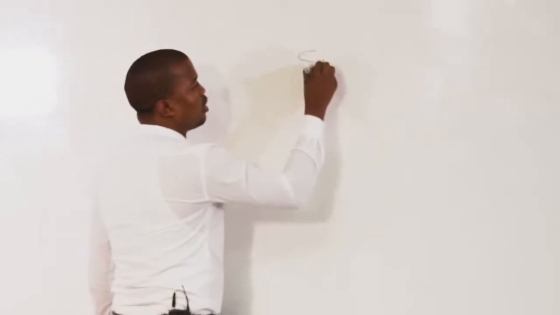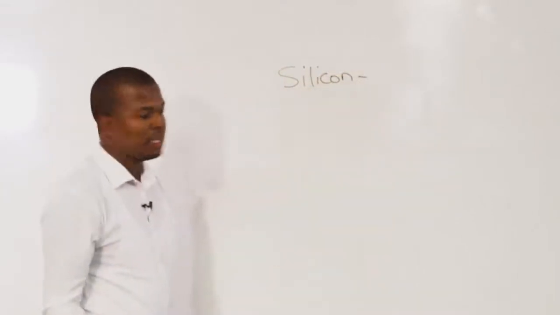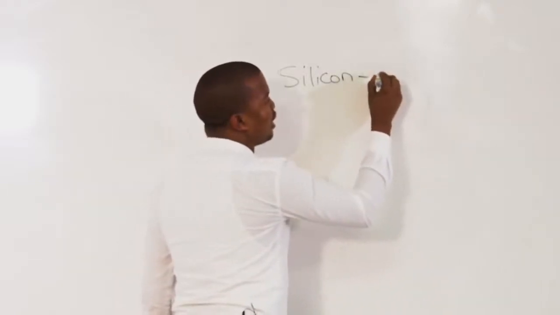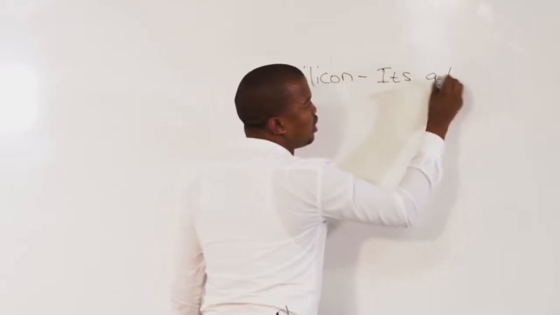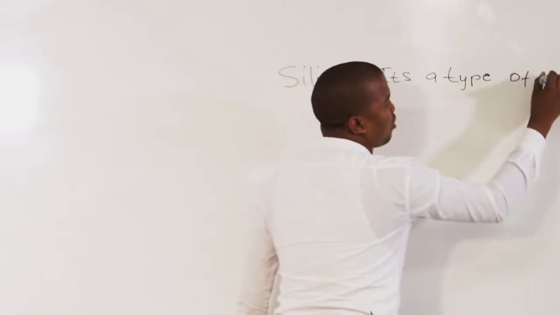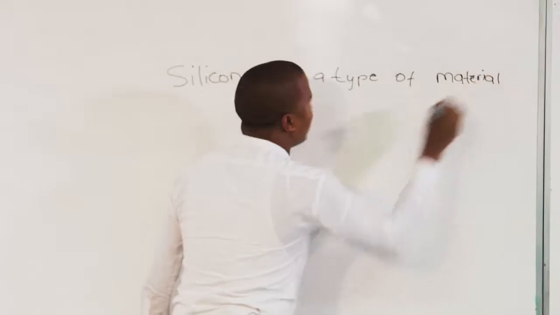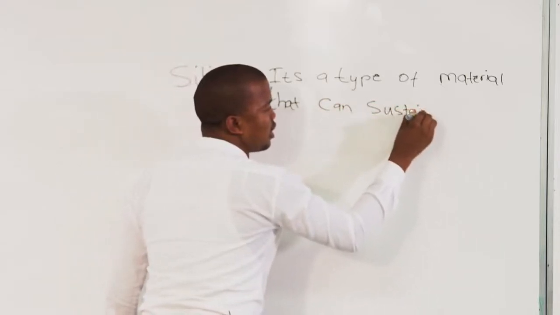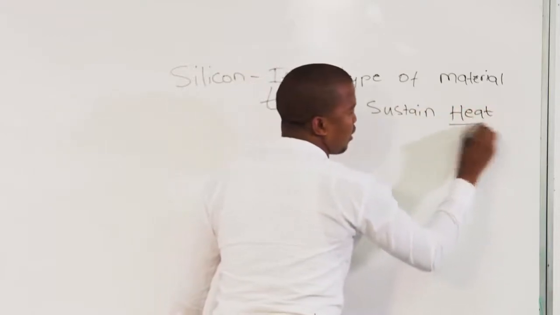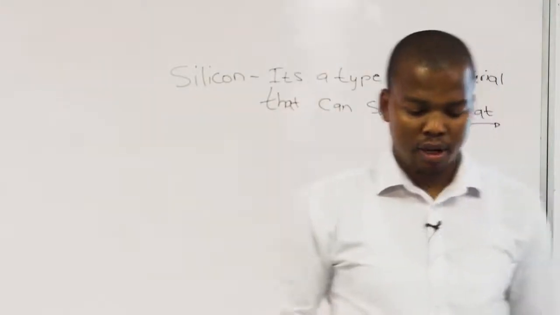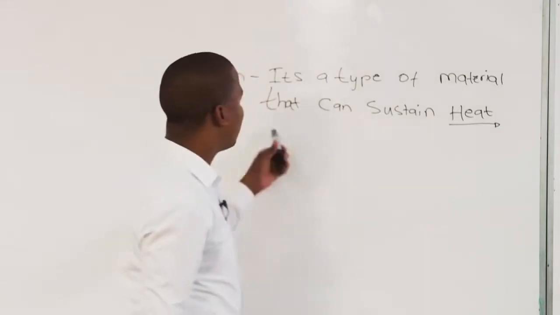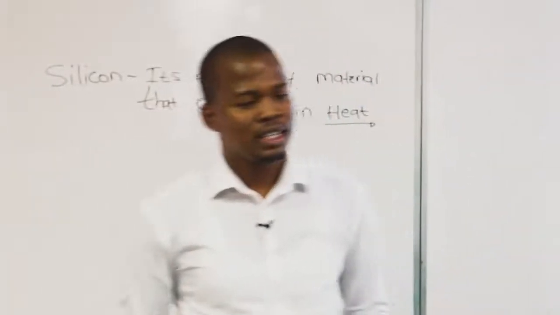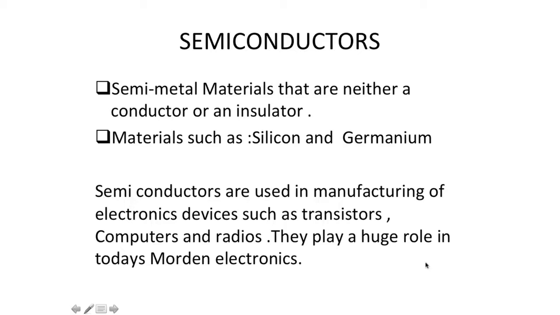The material silicon that is used, the reason why they use silicon is simply because it's a type of material that can sustain heat. Semiconductors are used in manufacturing of electronic devices such as transistors, computers, radio. They play a huge role in today's modern electronics.